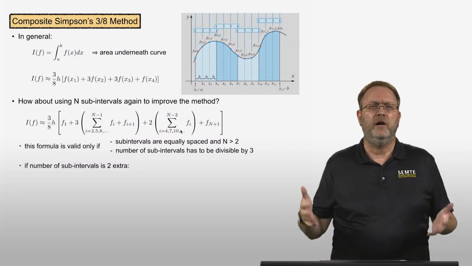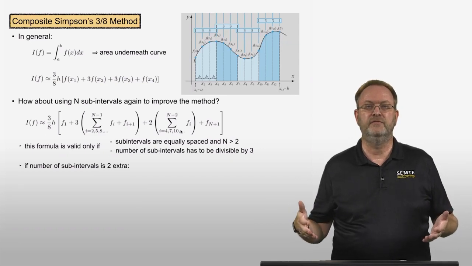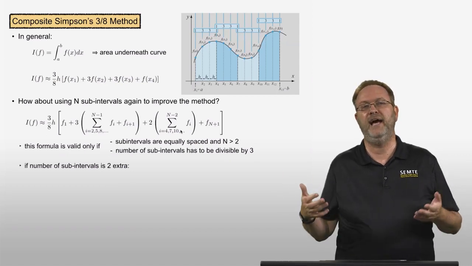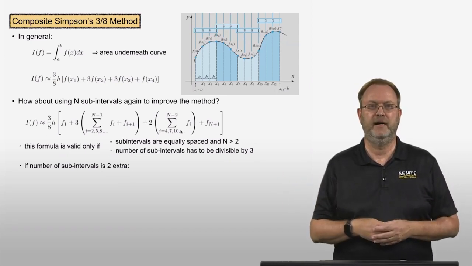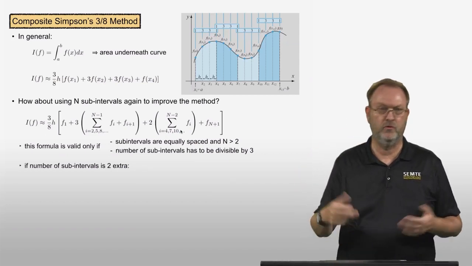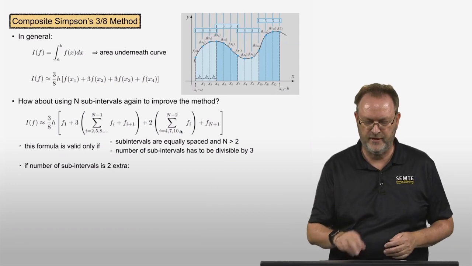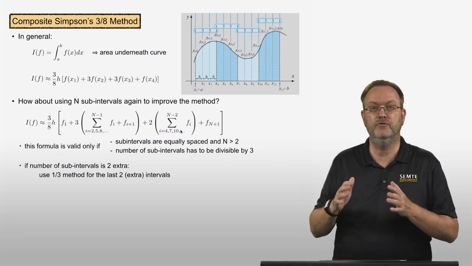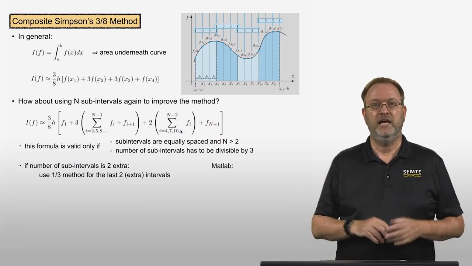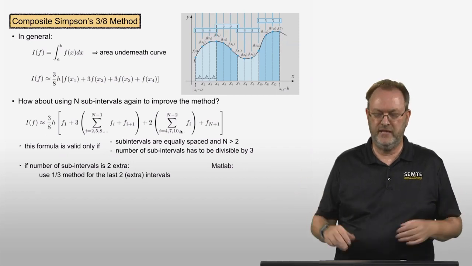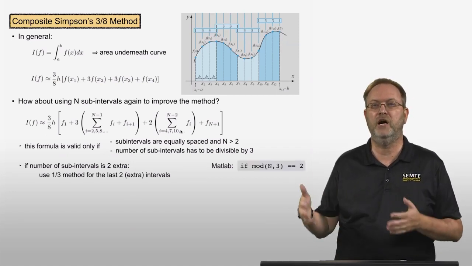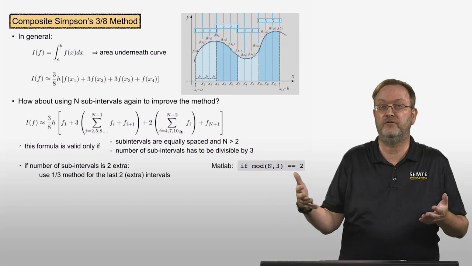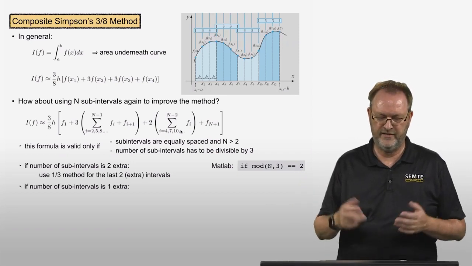Now, what if the number of subintervals is not divisible by 3, but instead we have like 2 extra? For example, we had 5 subintervals, so 3 plus 2 extra. Or 8 subintervals, 6 plus 2 extra. Well, then we're going to use the 1/3 method for the last 2 extra subintervals. And in MATLAB, how can we figure out whether we have 2 extras? Well, we use the modulus function. So if the mod of n, 3 is equal to 2, then we know we have 2 intervals extra, and we're going to use the 1/3 method for the last two.